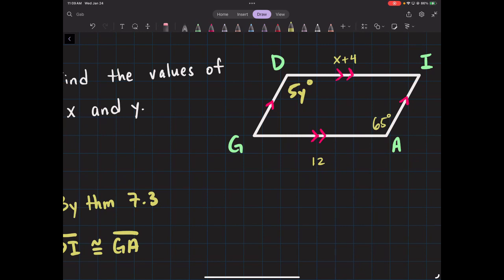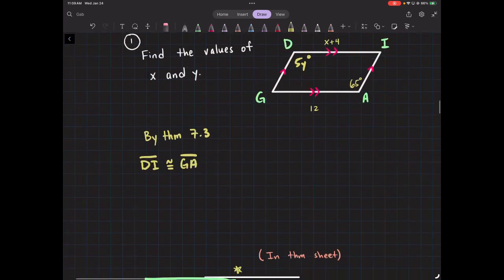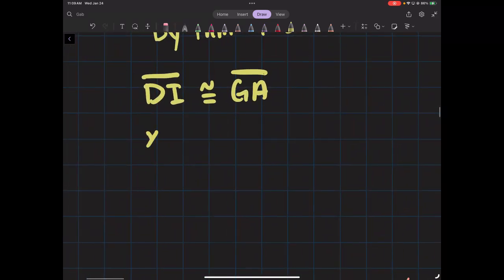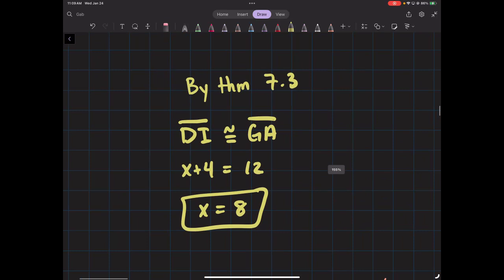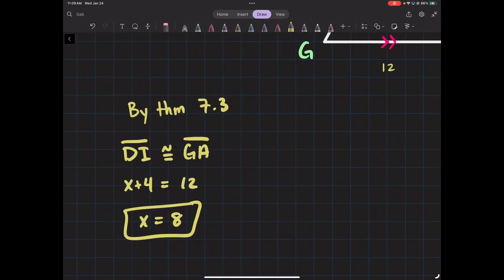Someone want to help him out? X plus 4 is equal to 12. Okay? This one you just subtract by 4, and X is equal to 8. So that one's done.